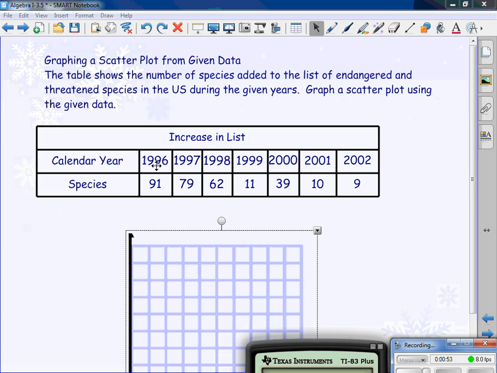In 1996, 91 new species were added. 97, 79, 98, 62, 99, 11, 2000, 39, 2001 is 10, and 2002 was 9.